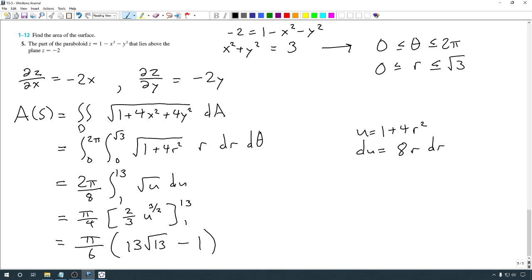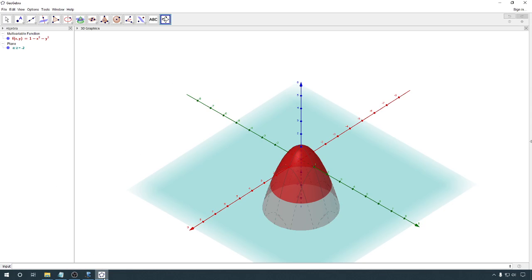And that's our formula for the area of this surface. The area of this little cap here is exactly pi over 6 times 13 radical 13 minus 1.